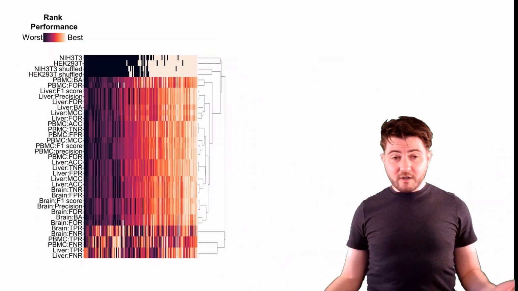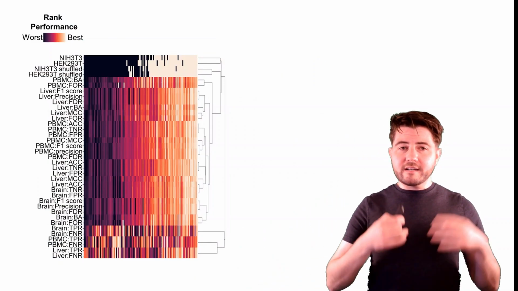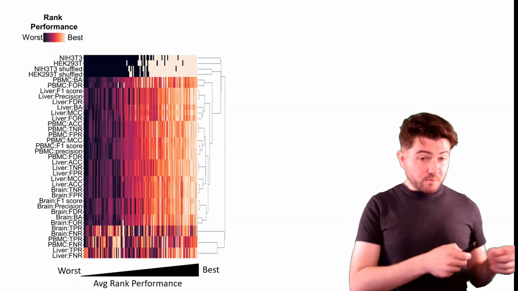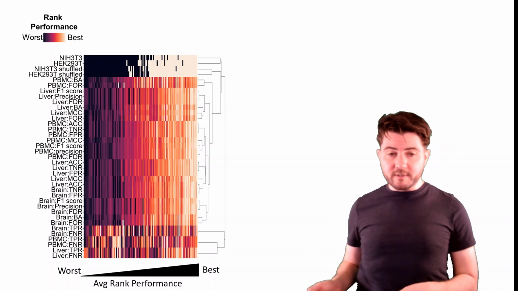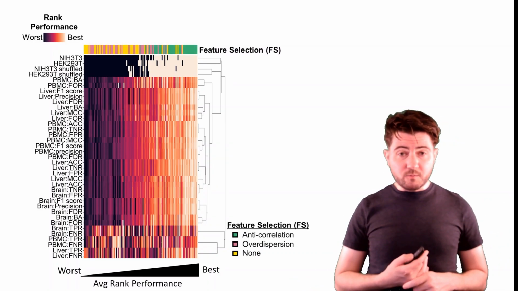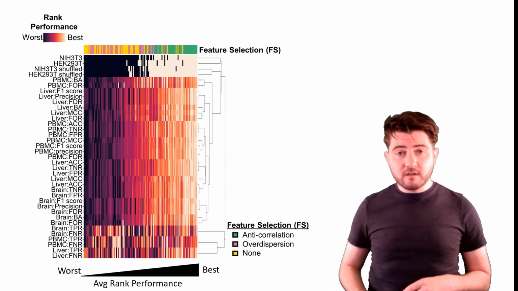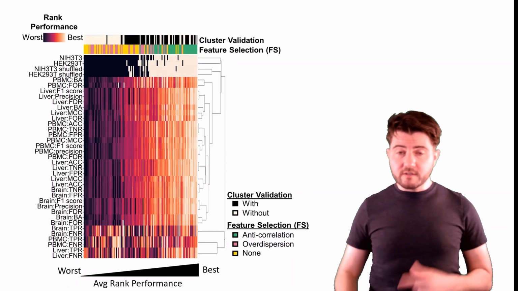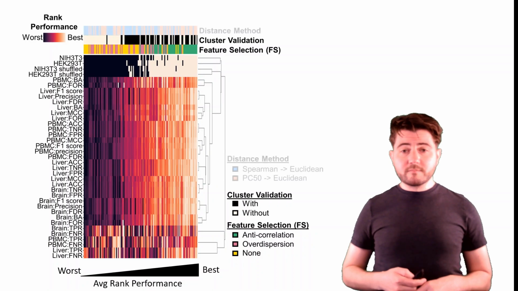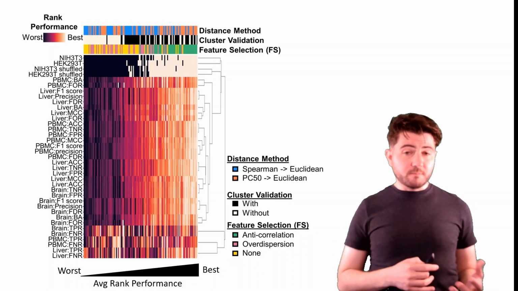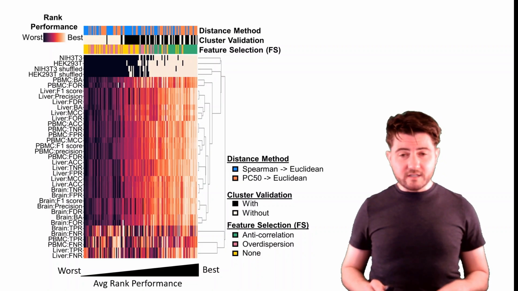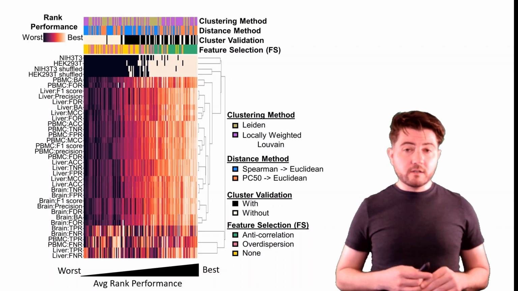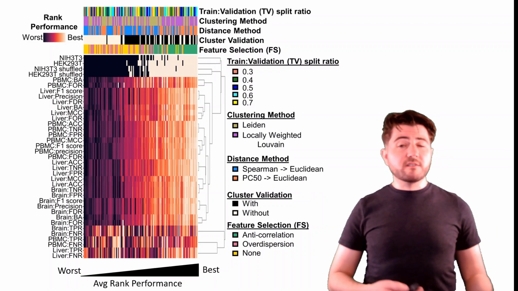And when we look at the results, displayed here as a heat map, looking at the rank performance for each of these metrics, and then sorted from least to most performant. The first thing we'll look at here is the feature selection method, colorized along the top. And then with and without cluster validation algorithm, this was the algorithm I described at the beginning. And then also looking at different distance methods, which I think there's a lot of room to dig in here more deeply. And we also looked at 2 different clustering methods, as well as different training to validation ratios.